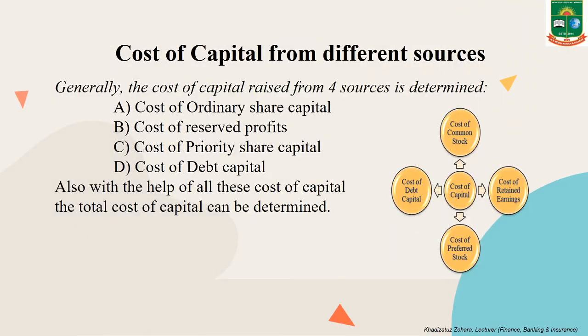Generally, the cost of capital raised from four sources is determined. The first one is the cost of ordinary share capital or cost of common stock, then cost of retained earnings or reserved profits, cost of preferred share or priority share capital, and the last one is cost of debt capital. Also, with the help of all these, total cost of capital or weighted average cost of capital can be determined. In our next classes, we will discuss these costs of capital respectively.